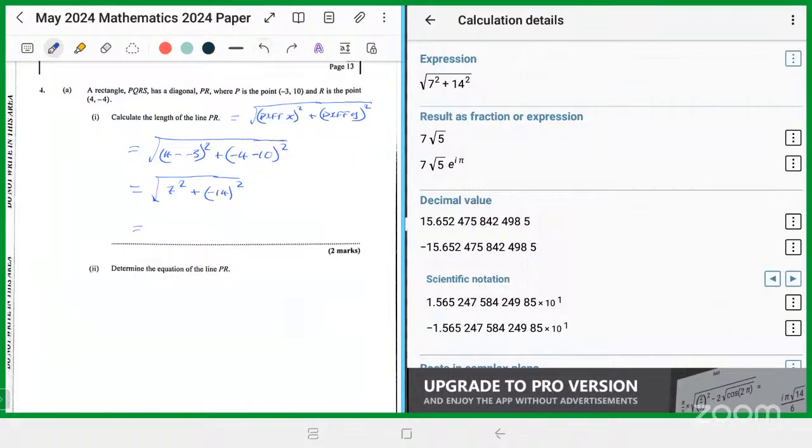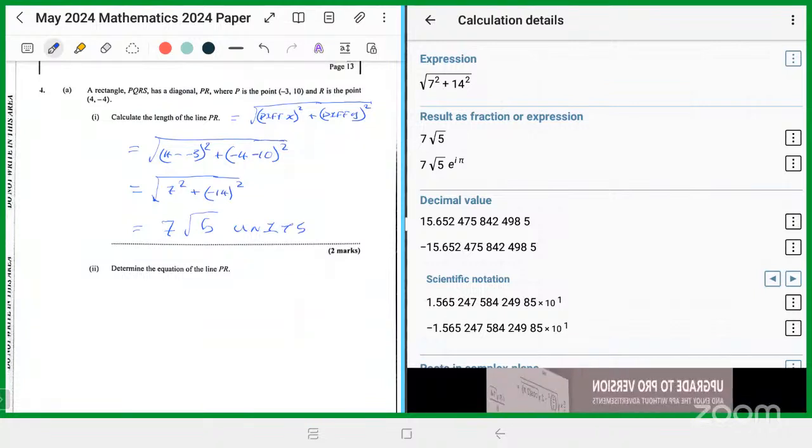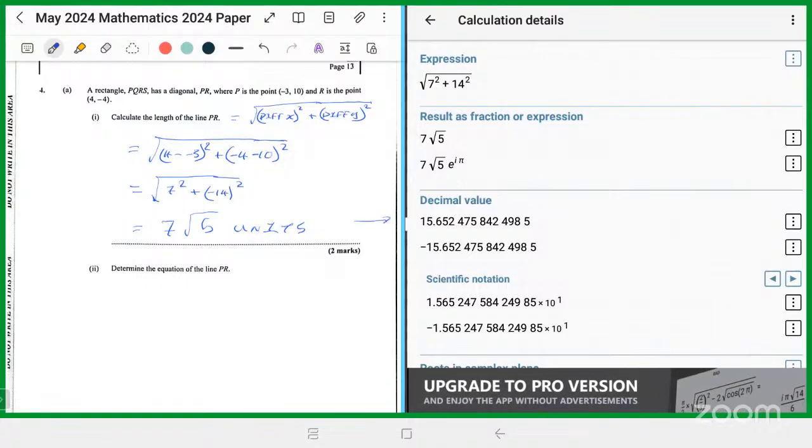7 square root of 5. So 7 times the square root of 5, and you have to write units as it's a length. So 7 root 5 units. Or you could write this as 15.65 or something like that. But I'm going to leave this one. Actually, I saw somebody give it to me like this in the solution, which is fine.